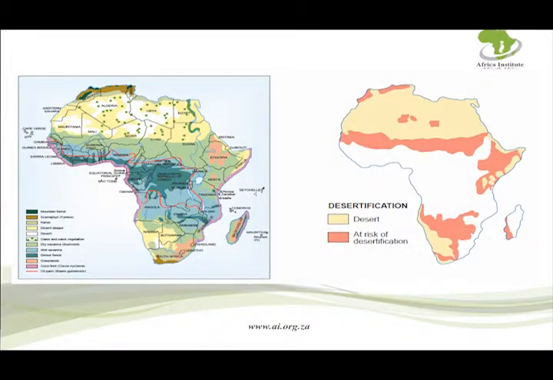Then this is Africa, the vegetation map of Africa, that wonderful colorful one. And then we have a look at the future. What is going to be in the future if desertification goes on? And this relates to Shingi's climate change.